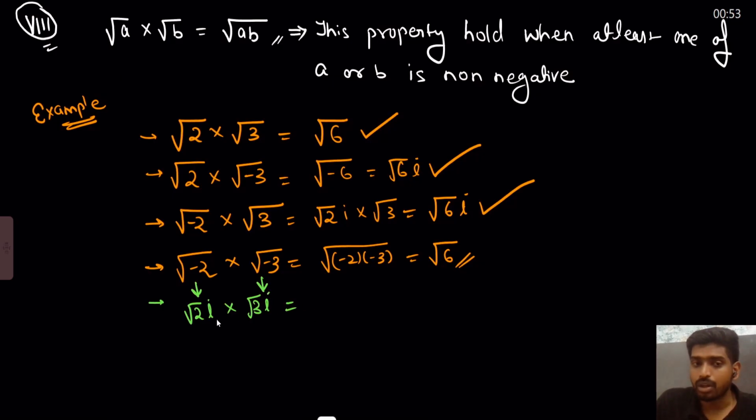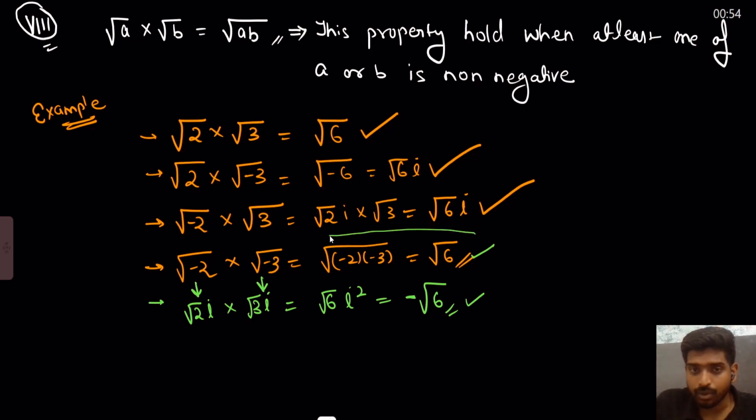So now you multiply these two. Root 2 into root 3 will be root of 6. Iota into iota will be iota square. So here I will get minus of under root 6. Now tell me, is this one correct or is this one correct? This one is wrong. That is what I am trying to explain. This statement, whatever we did, is wrong.